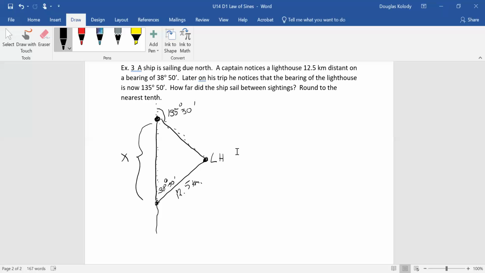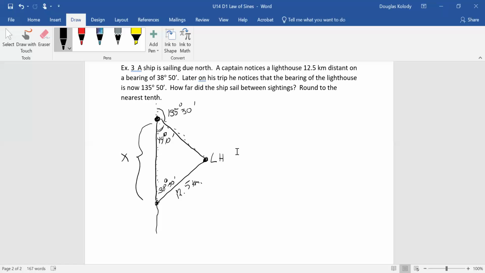Great. So the first thing we need to do is find the other angles of this triangle. So I know that 135 degrees 50 minutes and the angle right here add up to 180. So I'm going to do 180 minus 135 degrees 50 minutes. And just for the sake of time, that's 44 degrees, 10 minutes. You could figure that out.